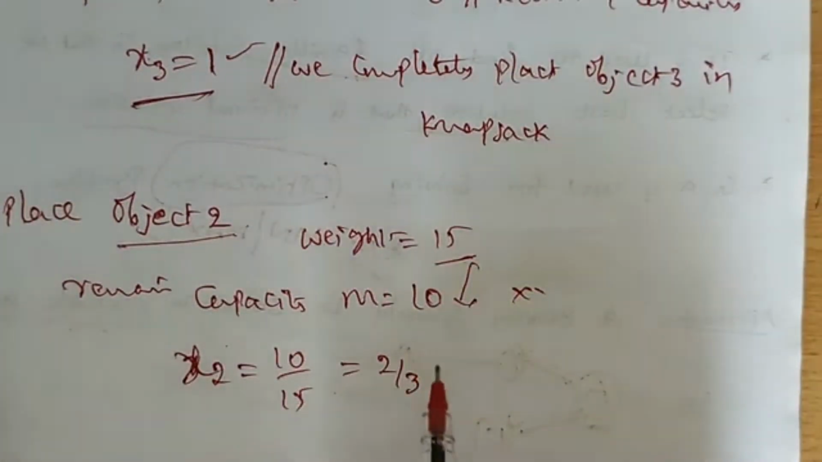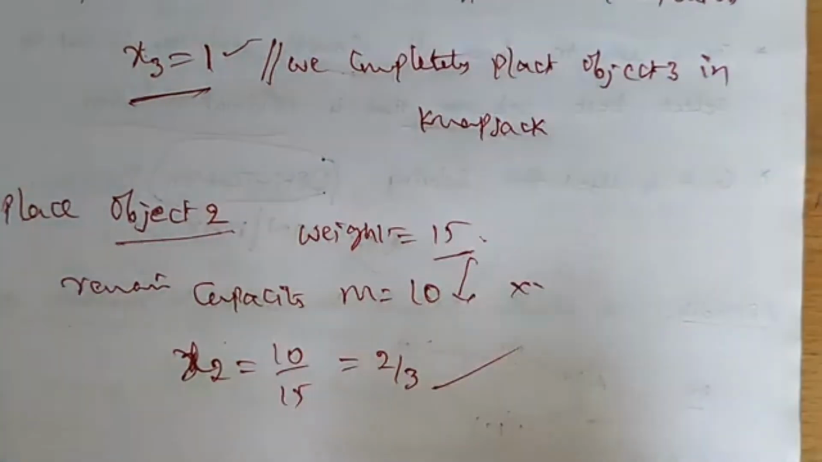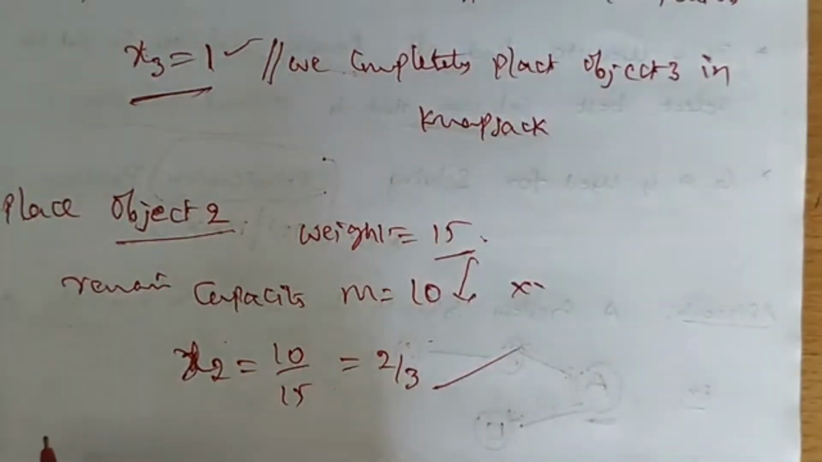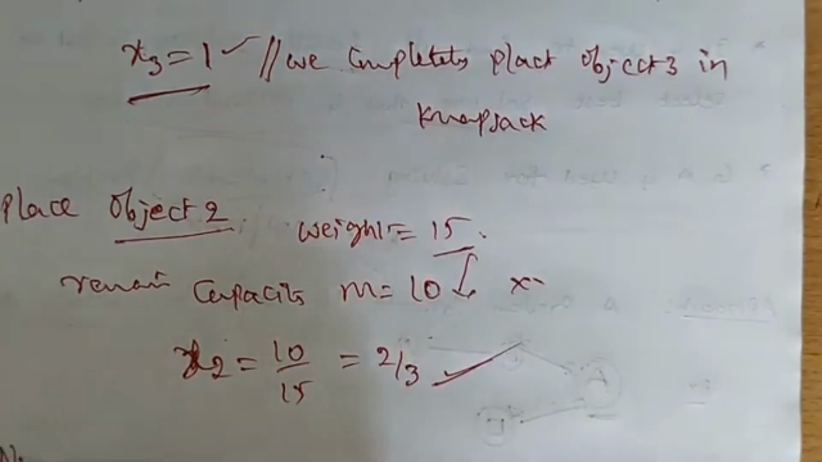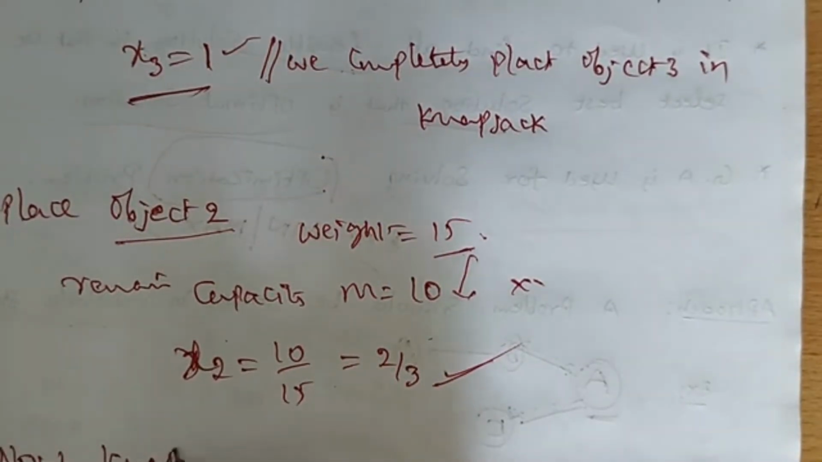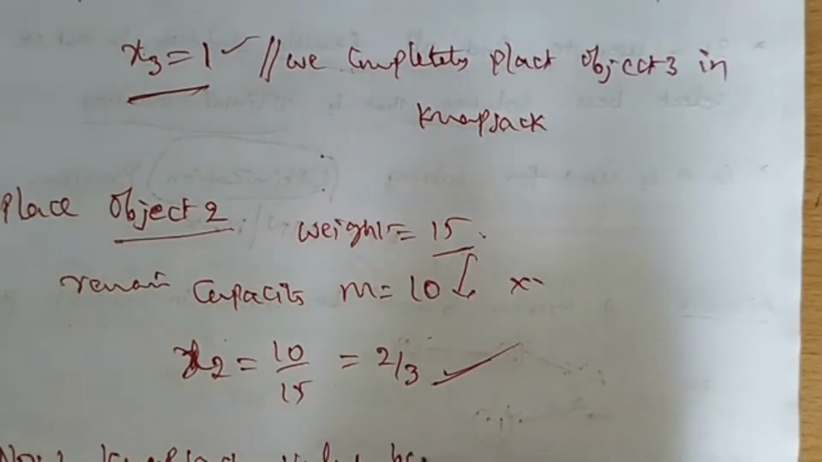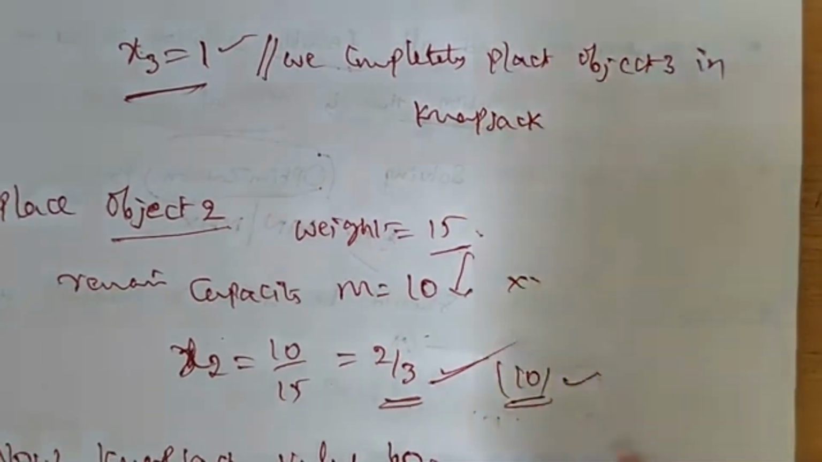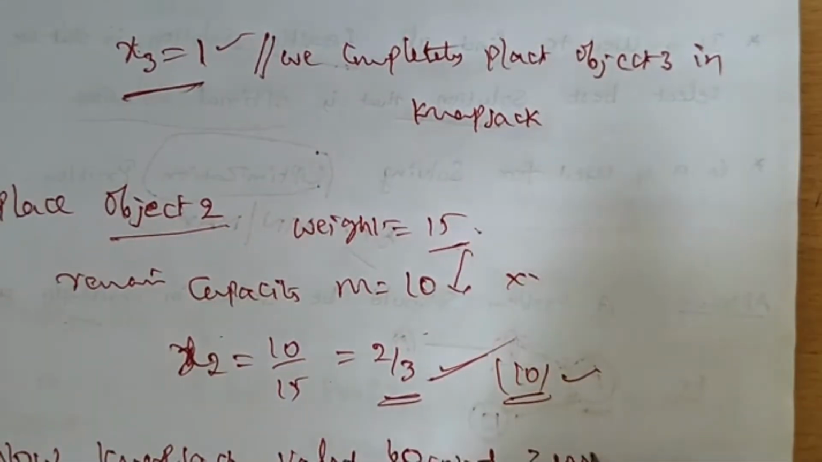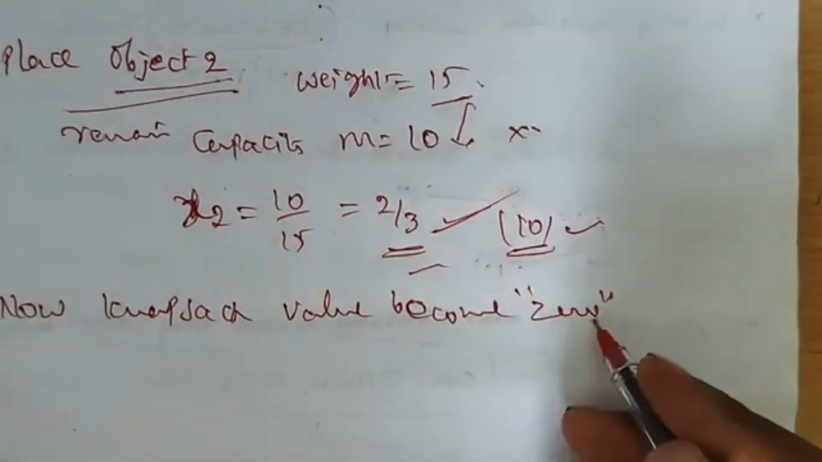How to calculate the fractional value? Capacity by weight, that equals 2 by 3. So we have to send the fraction 2 by 3 of the second object. After sending, the knapsack value becomes, assume 10 will be sent, 0. So after sending the second object fraction 2 by 3, the remaining balance is 0.